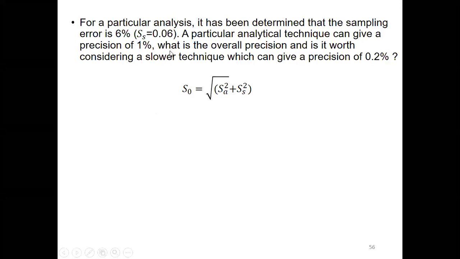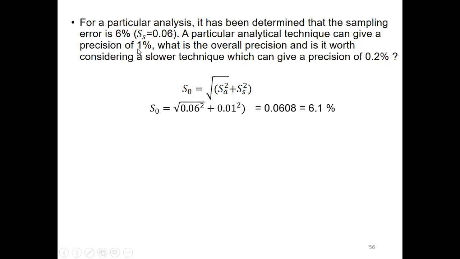It asks for the overall precision. Overall precision means S naught. We have to calculate S naught. Let's see how we can do the calculation using this equation. SS equals 0.06. This is the SS, right? And SA: the analytical technique has a precision of 1%. That means the standard deviation of this analytical method is 0.01. We have to divide this 1 by 100. That's how I get SA.